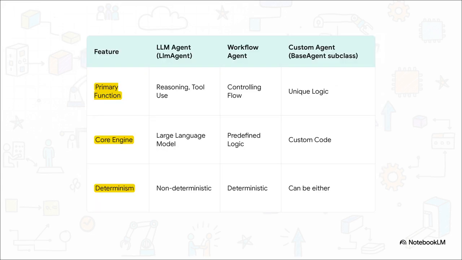So this table is super useful because it gets right to the heart of a key decision you have to make as a developer. It's all about picking the right tool for the job. Are you dealing with something that needs creativity and flexibility? Well, then you're probably looking at the LLM agent, even though it's non-deterministic. Or is your task more like a factory assembly line? It needs to be predictable, repeatable. That's a job for the deterministic workflow agent. This little chart right here is basically your cheat sheet for making that call.